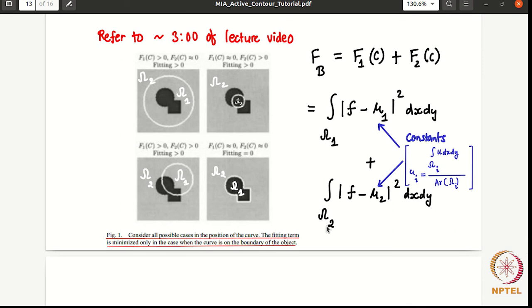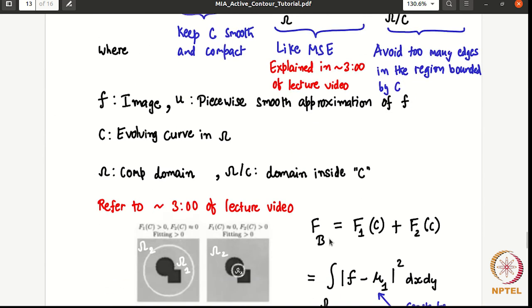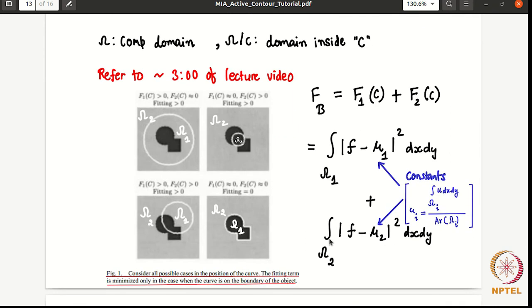So here you can see, just look at this figure, this expression here, f minus u. Here u is simply the average of image intensity in the segmented region. For example, here we have C, this white curve. Within that we have omega 1, outside it is omega 2. Whatever is the average within omega 1, that is mu 1, and then we are calculating f minus mu 1.